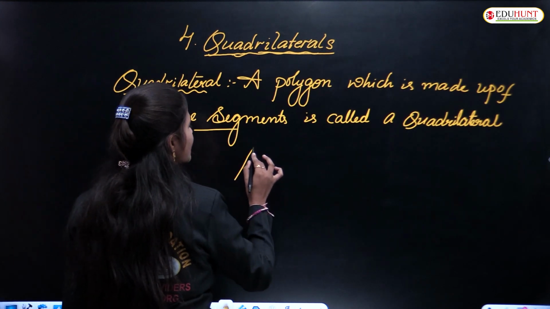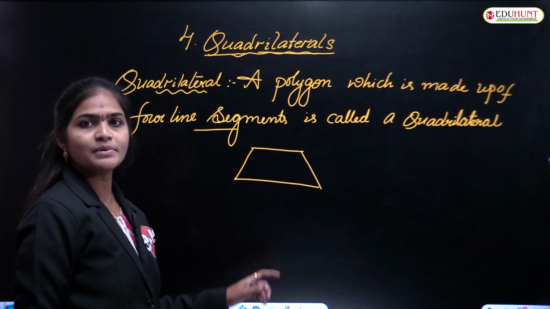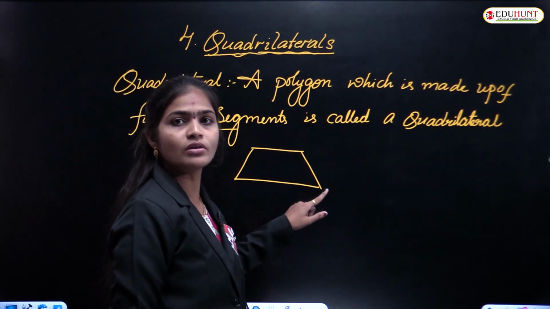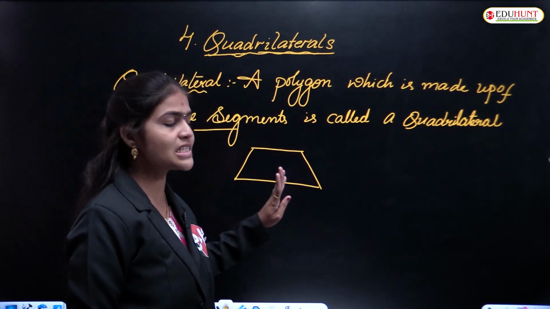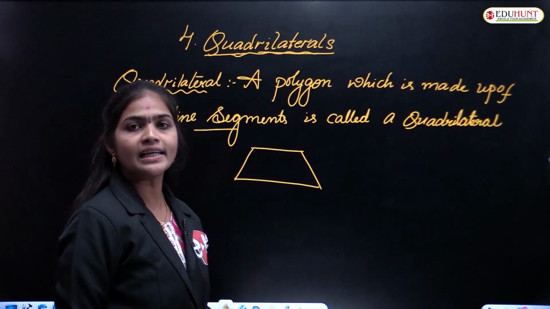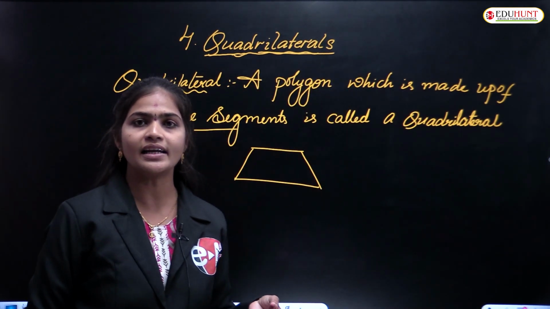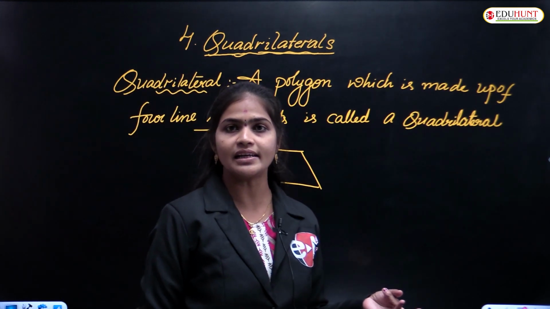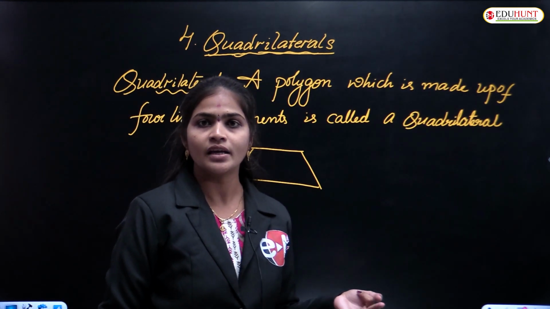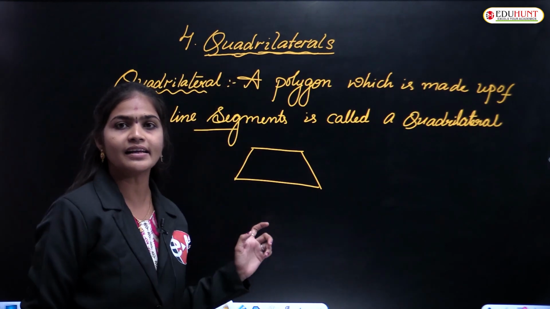So here are 4 line segments: 1, 2, 3, 4. This is a polygon made up of 4 line segments, so we call this a quadrilateral. Examples of quadrilaterals: rectangle is a quadrilateral, square is a quadrilateral, as well as rhombus, parallelogram, trapezium, and isosceles trapezium. These are all quadrilateral types.